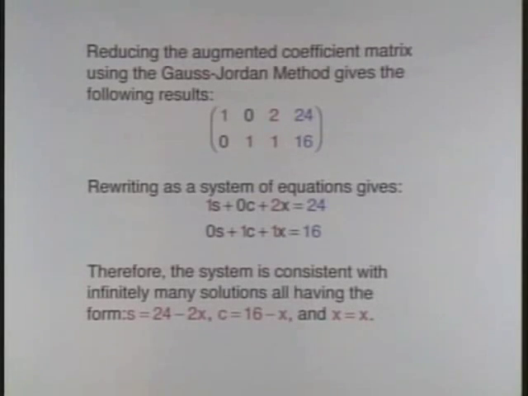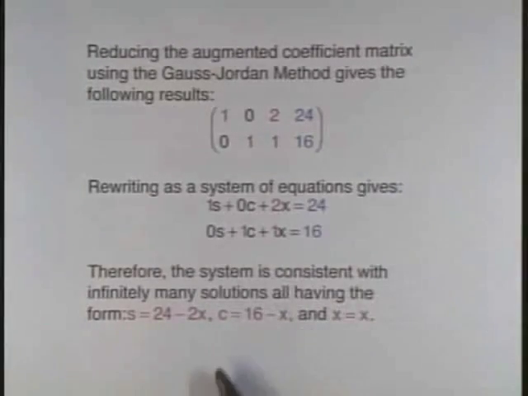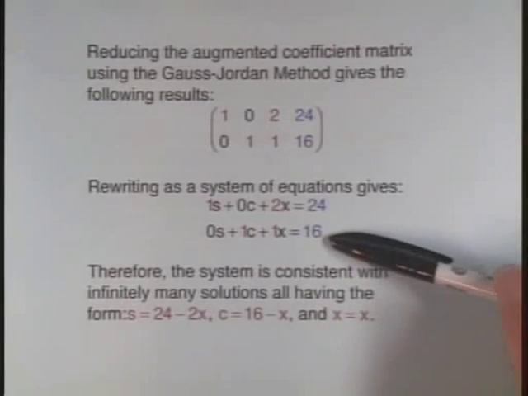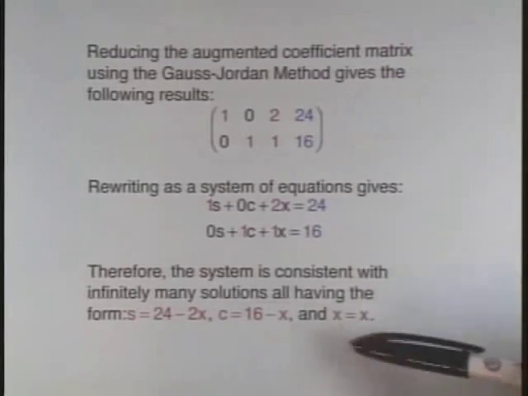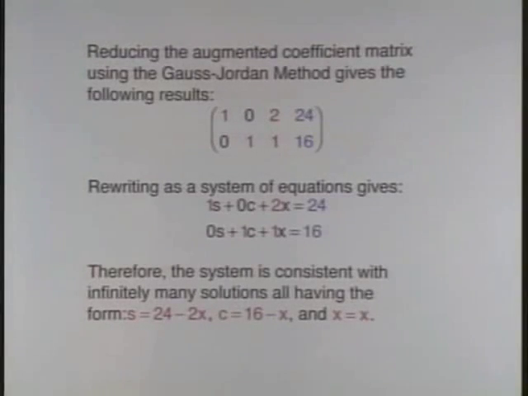Therefore, the system is consistent with infinitely many solutions, all having the form S equals 24 minus 2x from the first equation, C equals 16 minus x from the second equation, and x equals x because the x column in our augmented matrix does not have a leading one. What does this solution mean in practical terms within the context of the problem?